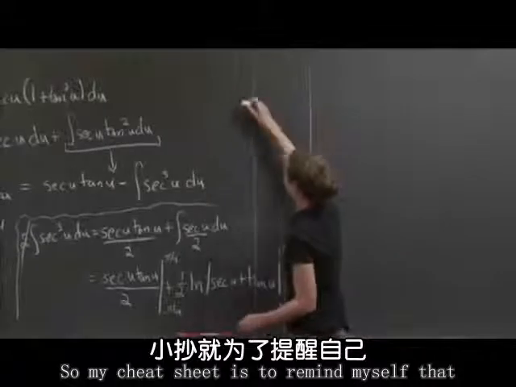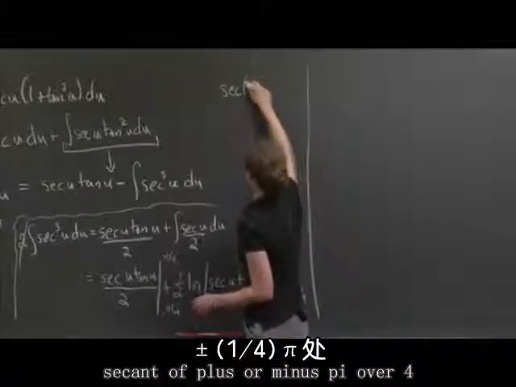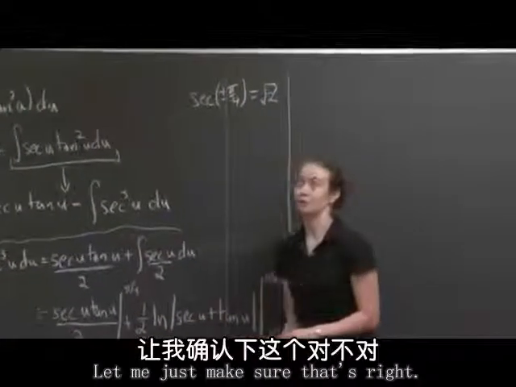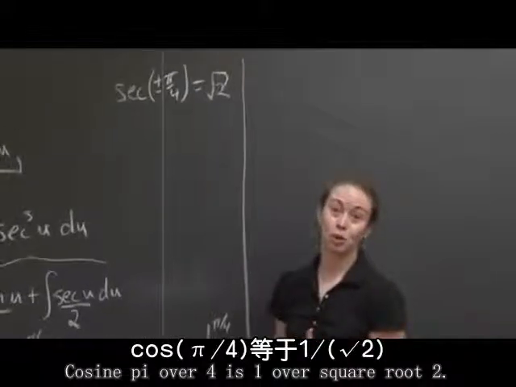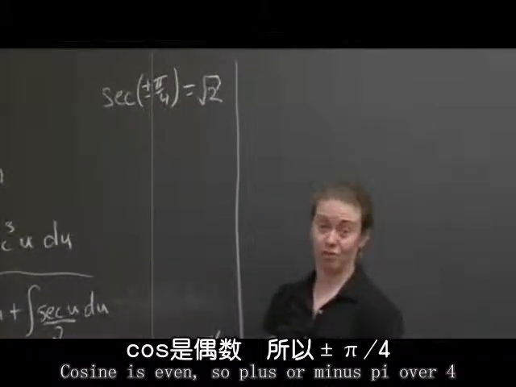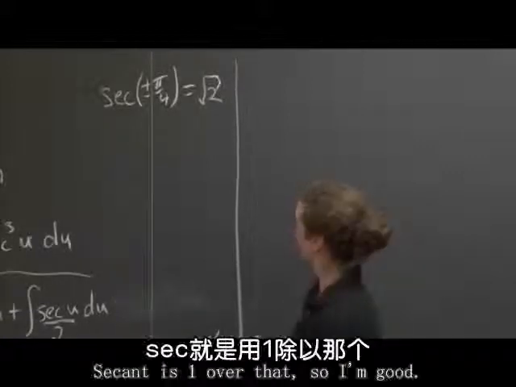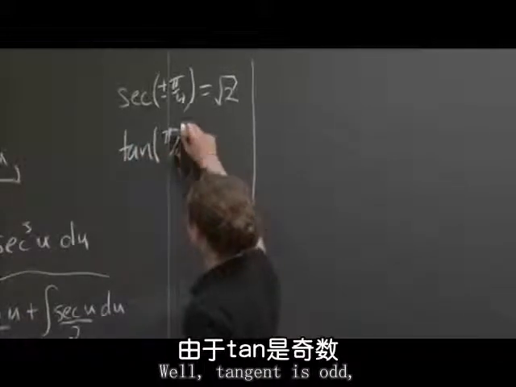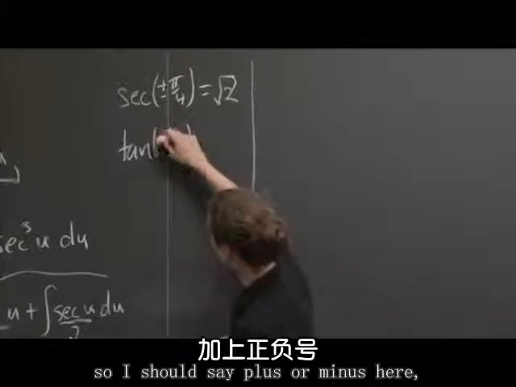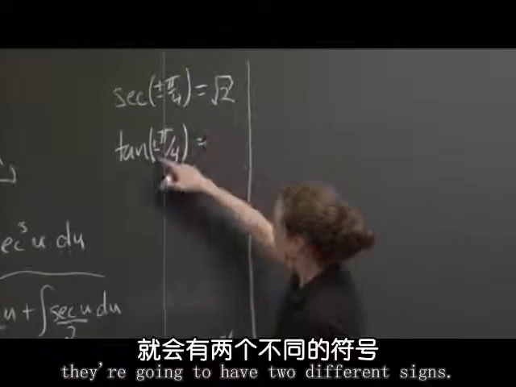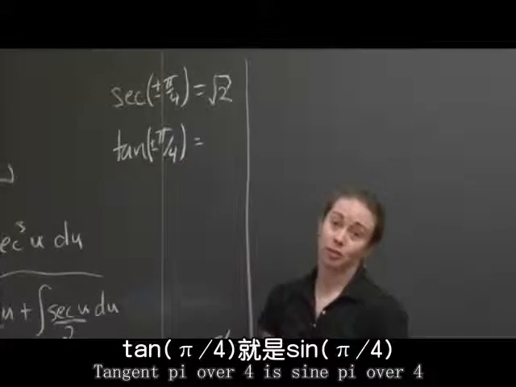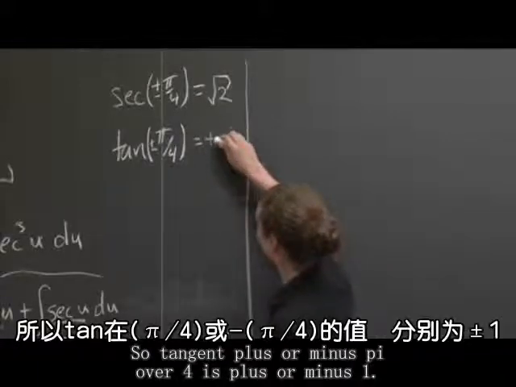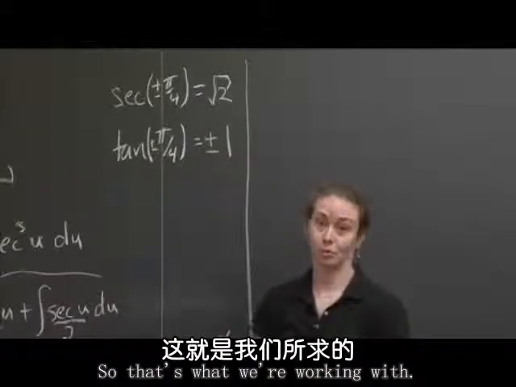My cheat sheet is to remind myself that secant of plus or minus pi over 4 is equal to square root 2. Let me just make sure that's right. Cosine pi over 4 is 1 over square root 2. Cosine is even, so plus or minus pi over 4 will be the same. Secant is 1 over that, so I'm good. Tangent of pi over 4. Well, tangent's odd, so I should say plus or minus here. Tangent's odd, so they're going to have two different signs. Tangent pi over 4 is sine pi over 4 over cosine pi over 4. They have the same value there, so it's 1. So tangent of plus or minus pi over 4 is plus or minus 1. So that's what we're working with.